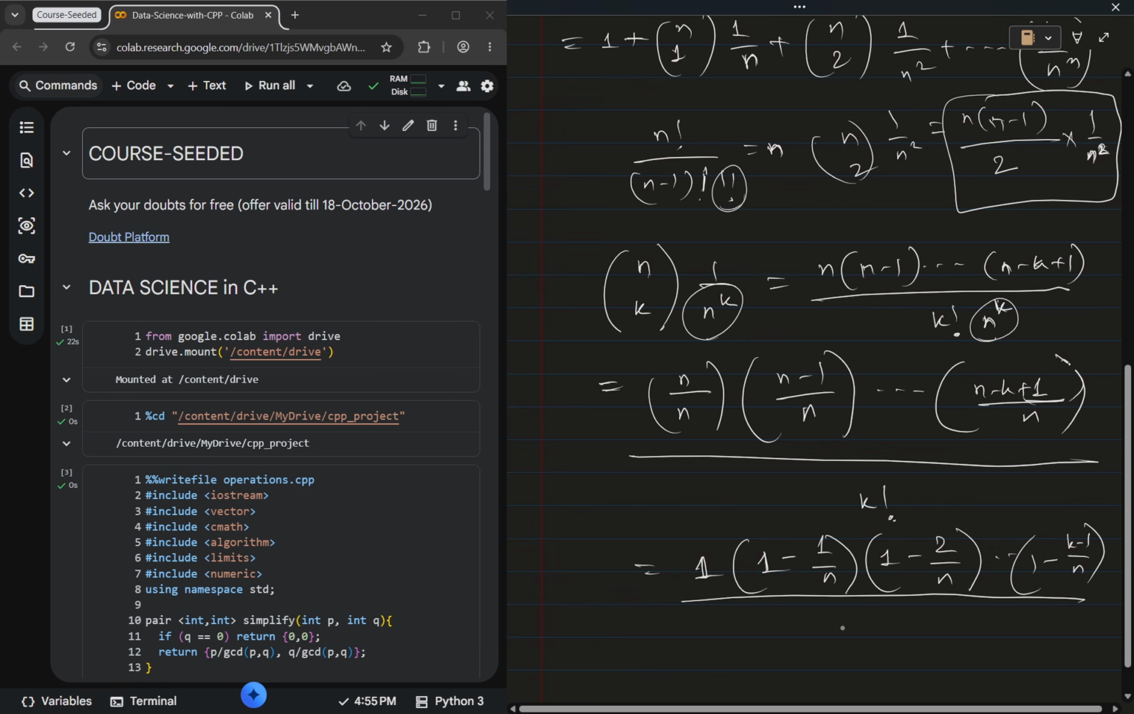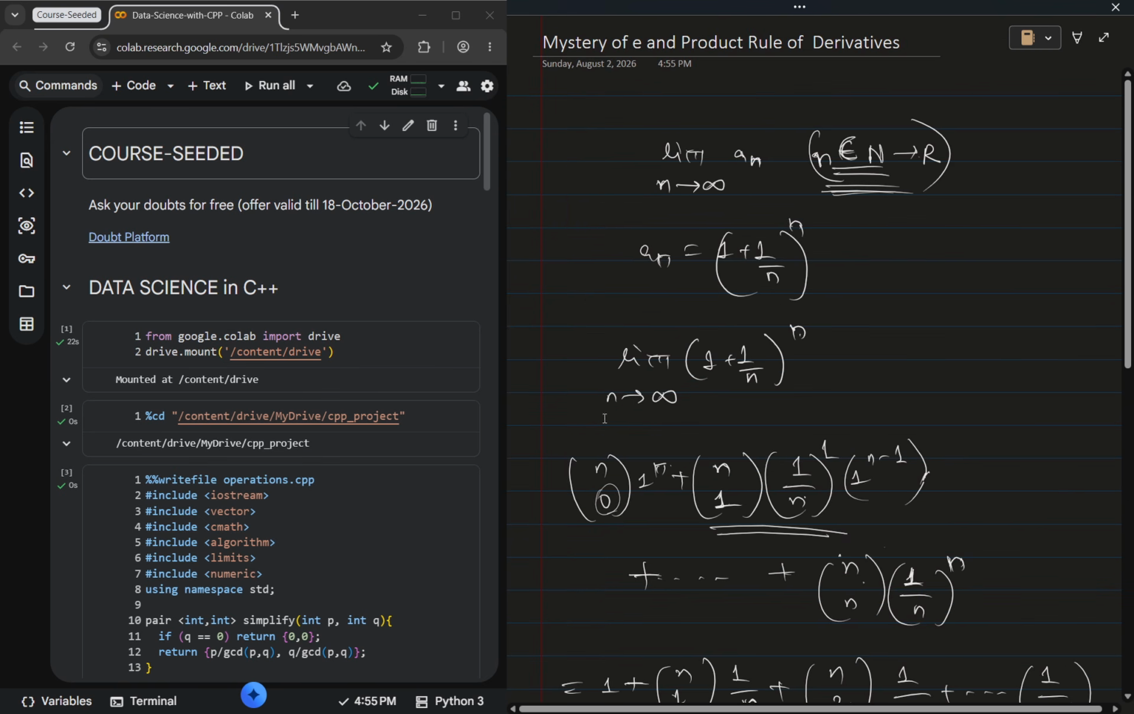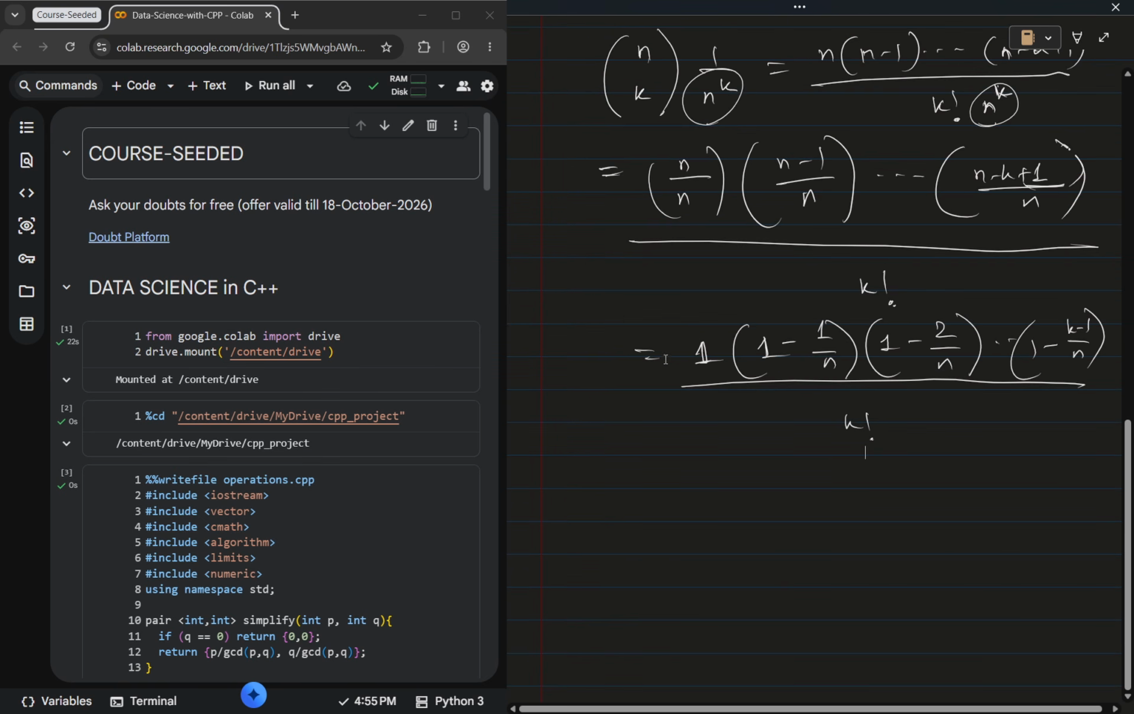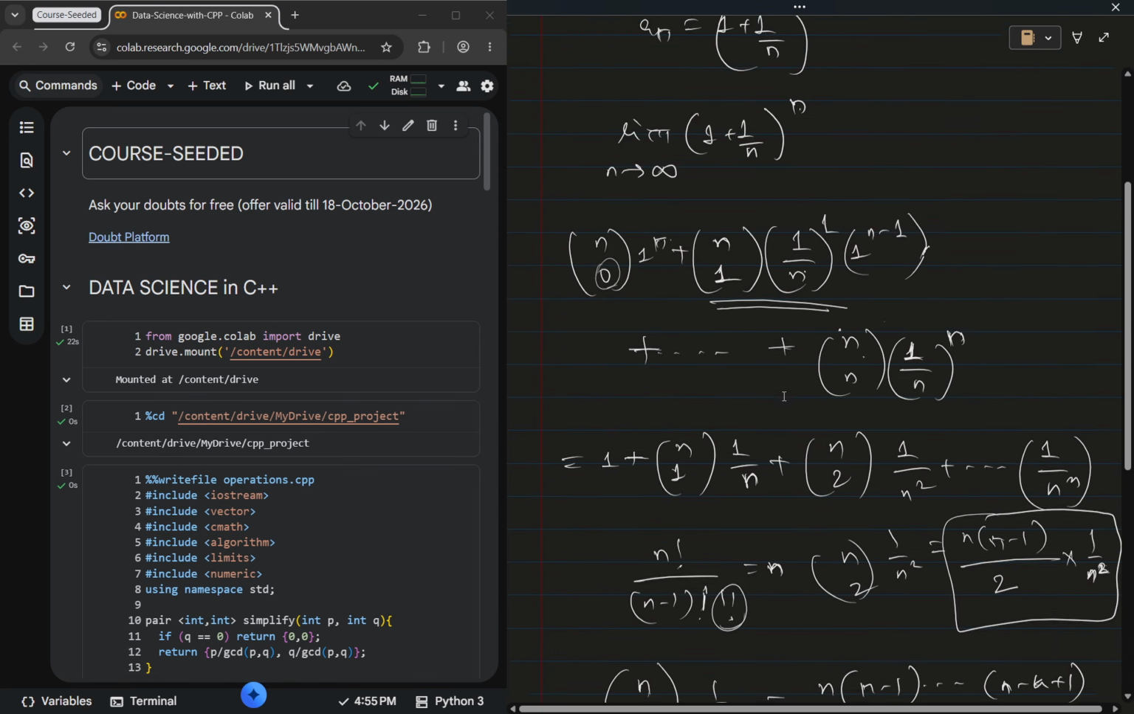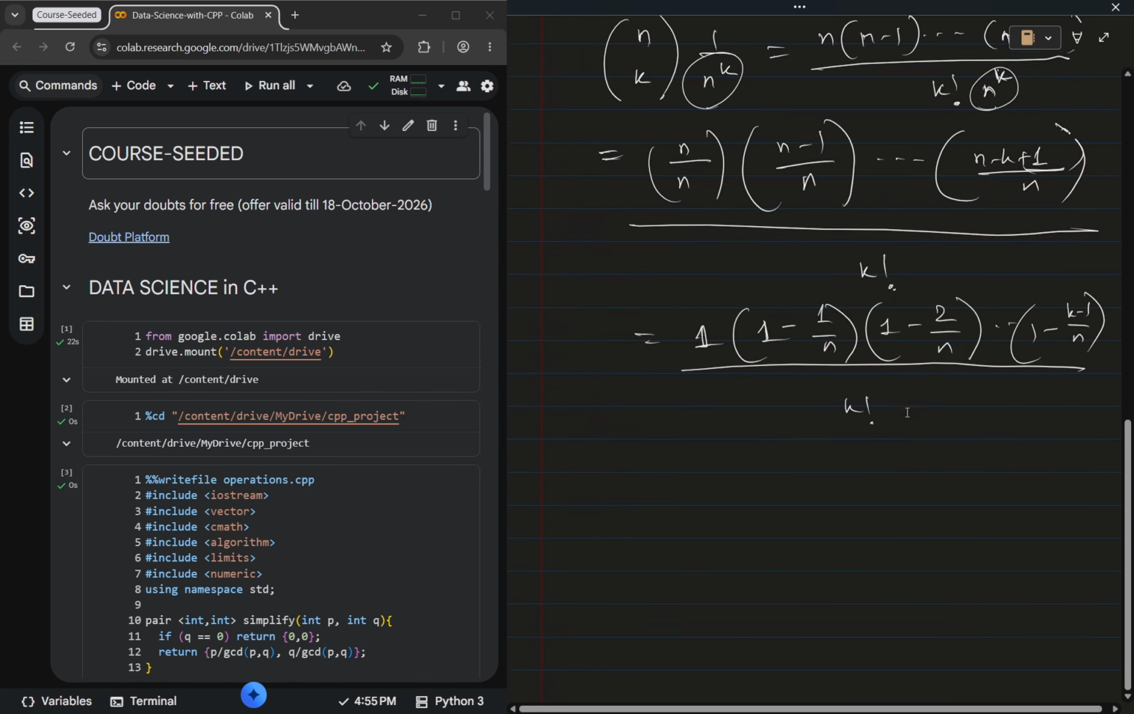So then you'll have k factorial. Since we know this was supposed to be under this limit n tending to infinity, now you're already able to see what you'll get, right? So this was a single coefficient. So every coefficient will look like this.